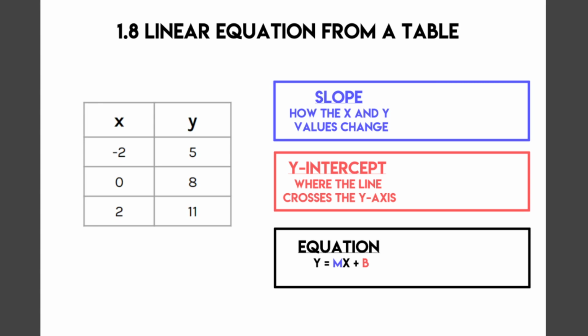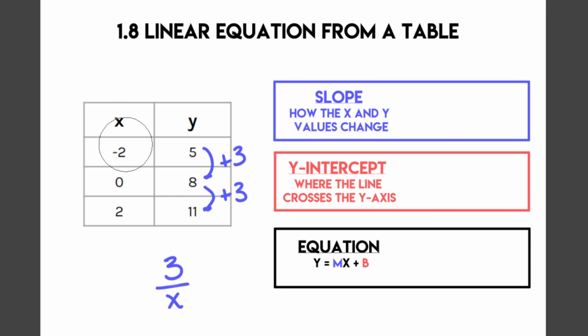Next table. Once again, starting off with our slope, looking for our change in y over my change in x. My y value, looking at my pattern here, from 5 to 8 to 11, is going up by 3 each time. 5 plus 3 is 8. 8 plus 3 is 11. So my change in y will be a positive 3.